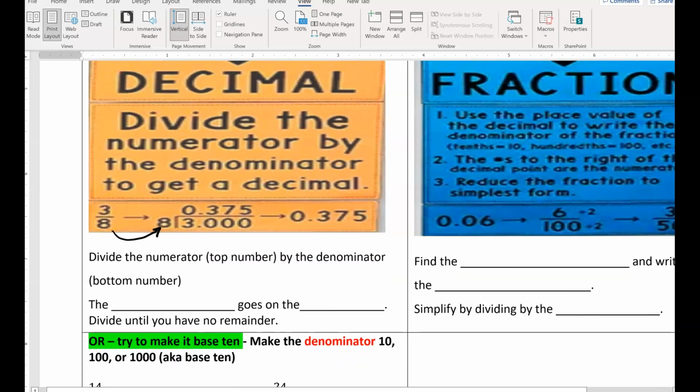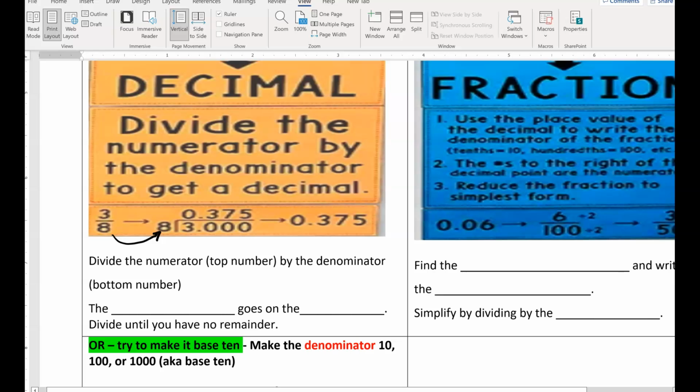So just to recap, the denominator goes on the outside. And you divide until you have no remainder.